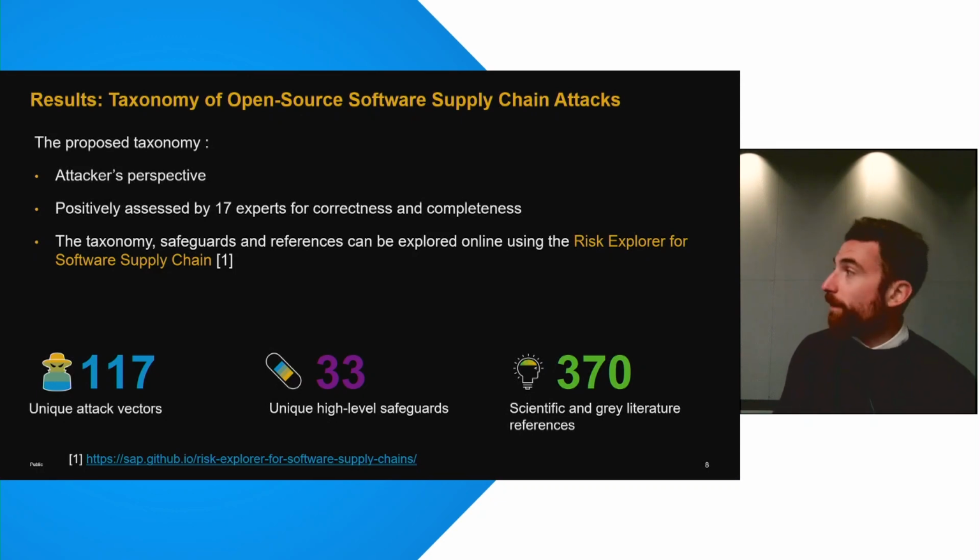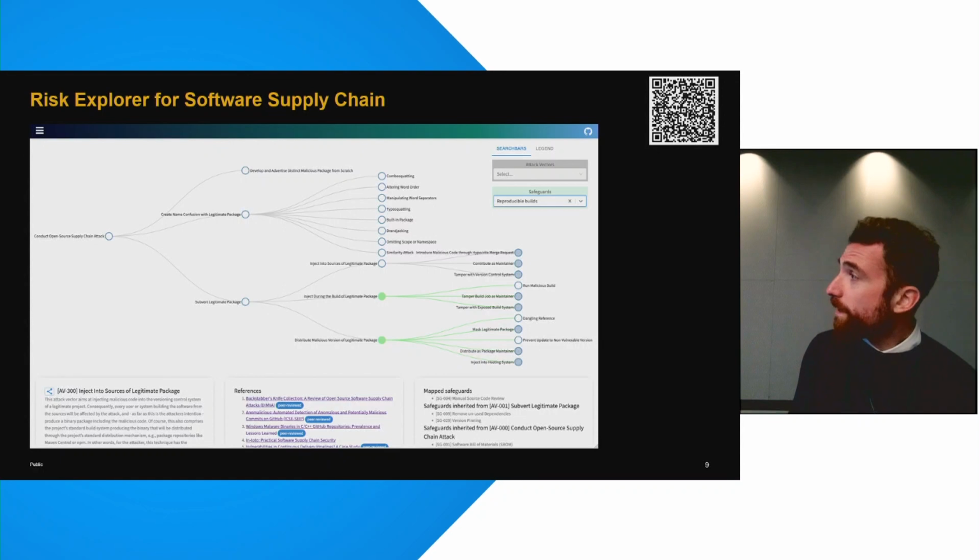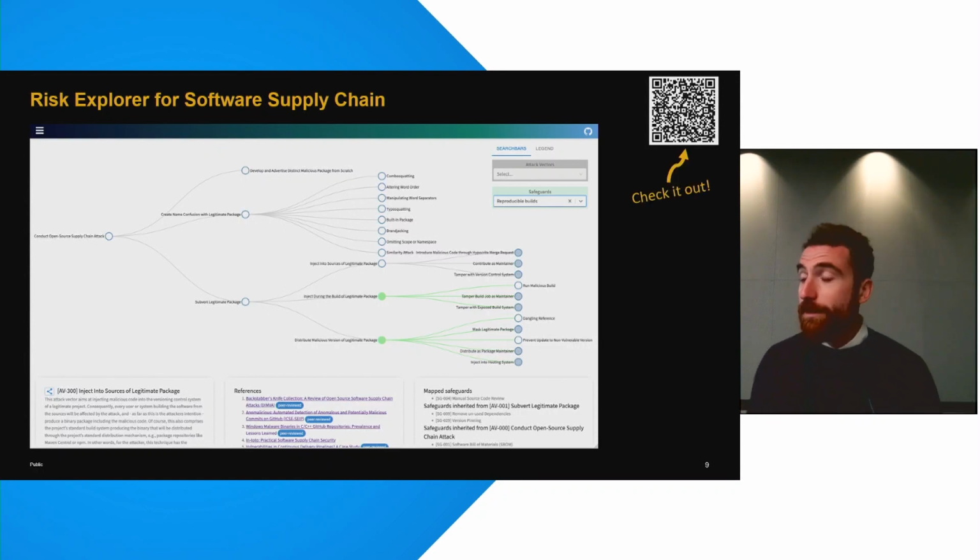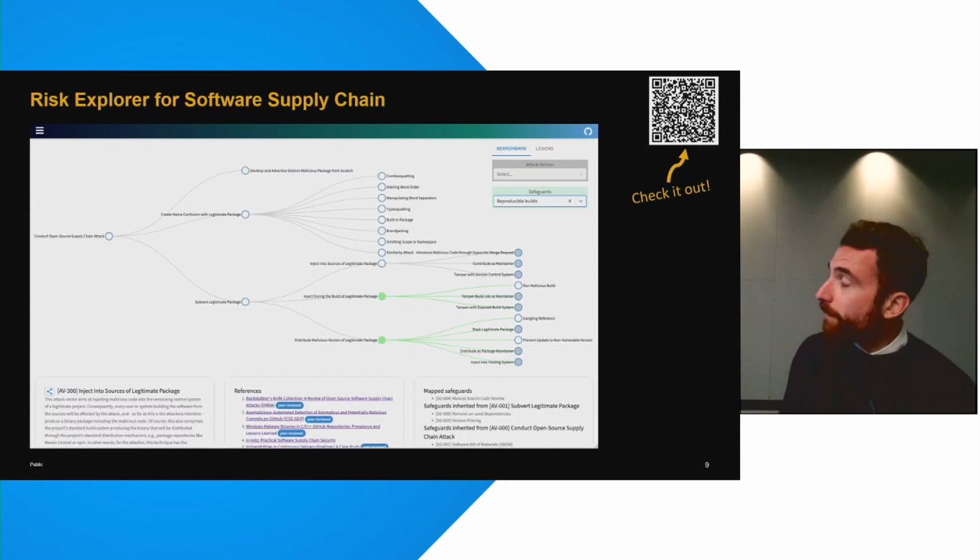Since there is a huge amount of information and references, we also developed a tool called the Risk Explorer for Software Supply Chains, which is available online and can be used interactively to inspect all this information. This is a snapshot of the tool, and you can visit it online. Here, I didn't expand the entire tree, also because of time constraints.